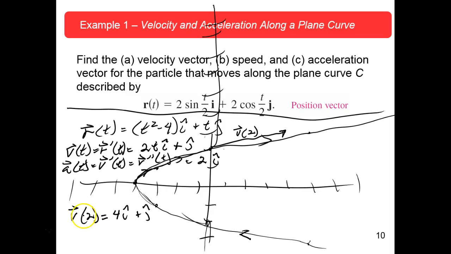What's your a of 2? Why didn't I do 0 first? I don't know. We'll come back and do that. a of 2. What's that? What's the a of 2? It's just 2i. It's 2i everywhere. So your acceleration vector is right there. 2i. Okay? Now.